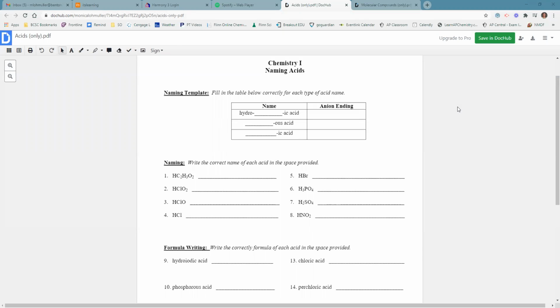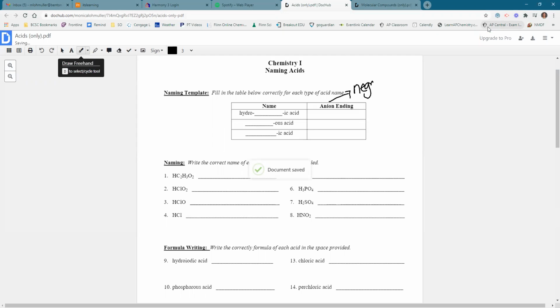So this table at the top is just supposed to help you. The anion ending, remember the anion is the negative ion. So that's the thing that is second in the compound. And when we're talking about the ending, sometimes they end with IDE, sometimes they end with ITE, and sometimes they end with ATE. So we have to be careful. What is the actual name of that second part of the compound in order to name it correctly?